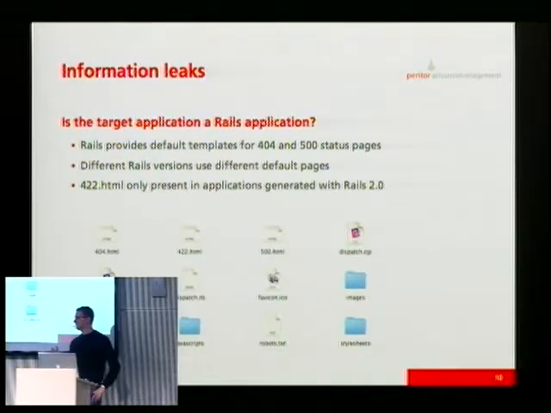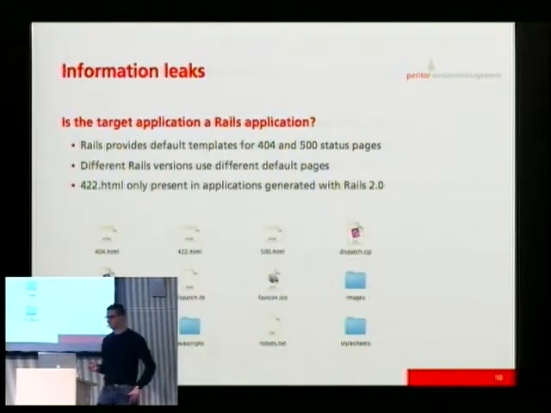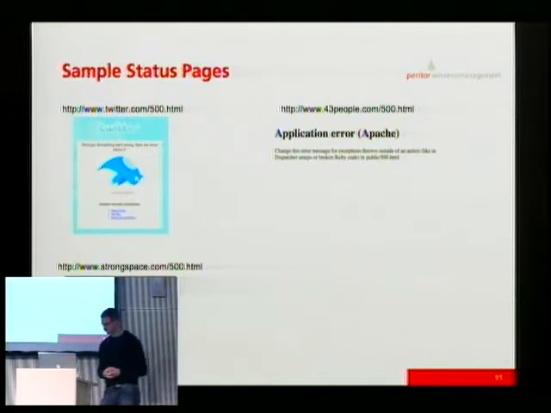So you can not only tell if an application is a Rails application by trying to find those pages, but you can also tell which version of Rails it is. For example, in Rails 2, they introduced a 422 HTML page for the access denied error. So if you, for example, ever wondered if Twitter is really a Rails application, just get twitter.com/500.html. And you get the error page that Twitter will show you if you ever really create an internal server error. Or if Strongspace is a Rails application, just strongspace.com/500.html, and you get the error page. 43 People, a different page.